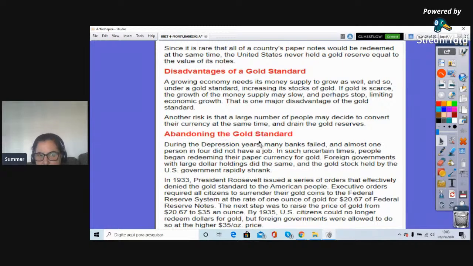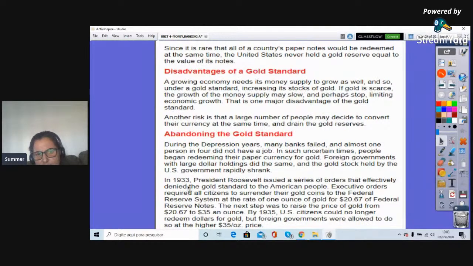Abandoning the gold standard. So during the Depression years, many banks failed, and almost 1 person in 4 did not have a job. I think you guys remember we talked about this. Because people were so uncertain and insecure, they began redeeming their paper currency for gold. They would go and exchange the paper currency for gold because, of course, gold never loses its value. Foreign governments with large dollar holdings did the same. And the gold stock held by the US government rapidly shrank.